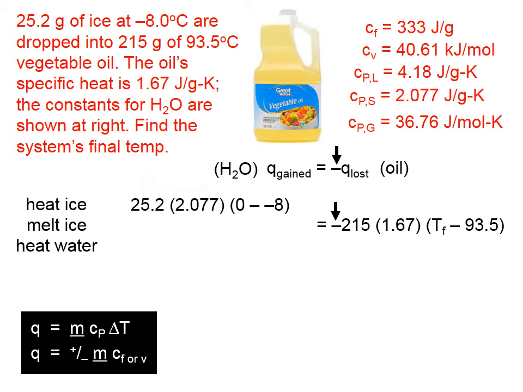Then we're going to melt the ice. To melt the ice, we're going to use the non-delta T form of the equation. That is, we're going to use this one in the very lower left corner, m C sub f. C sub f here is 333 joules per gram. And then we're going to heat up that water to its final temperature. There's the amount of water, there's the specific heat of liquid water, and then delta T is T final minus T initial, and of course T initial for this portion is 0.